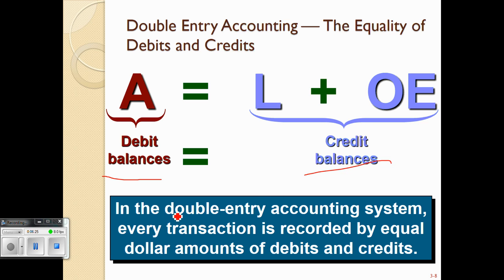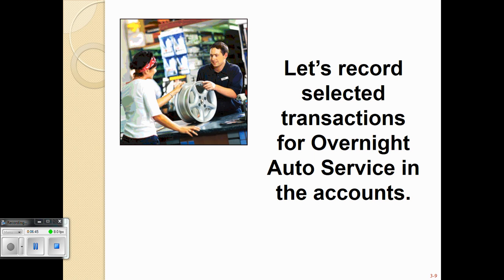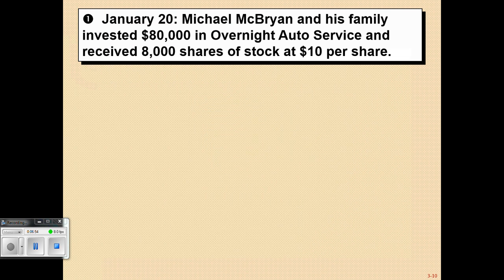We call our accounting system a double entry accounting system because every transaction is recorded by equal amounts of debits and credits. You must have an equal amount of debits and credits whenever you're doing a transaction. So let's go back and take a look at some of the transactions we looked at back in chapter 2, and see what they mean from a debit and credit side.